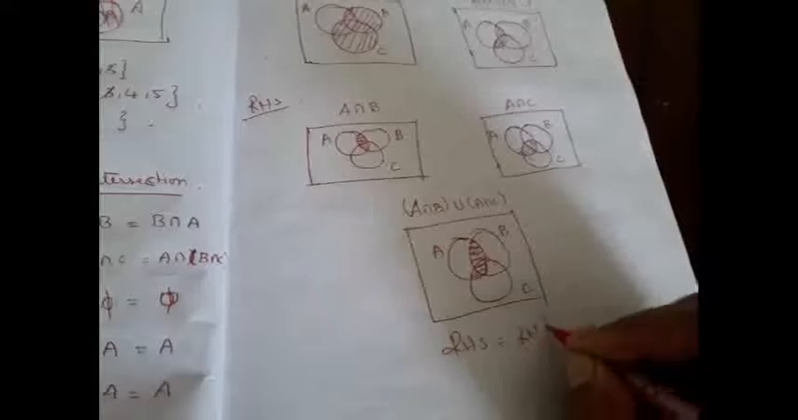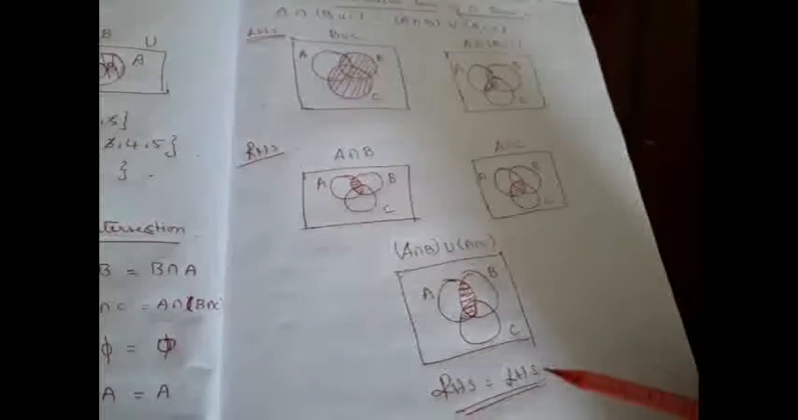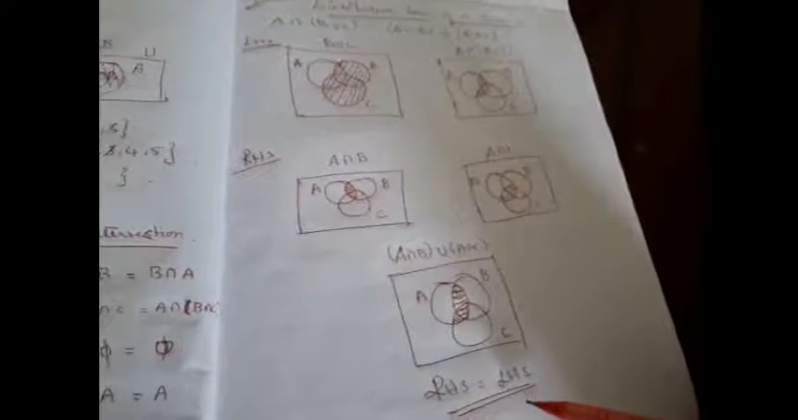And see the right hand side we arrived at is the same as the left hand side we arrived at. Hence RHS is same as LHS. Thus the distributive law is verified or proved using Venn diagram. Therefore A intersection B union C is equal to A intersection B union A intersection C. This is how you have to prove using Venn diagram, right?